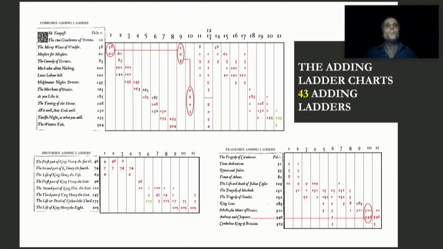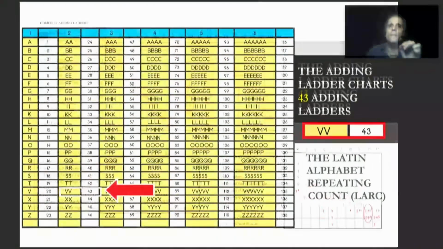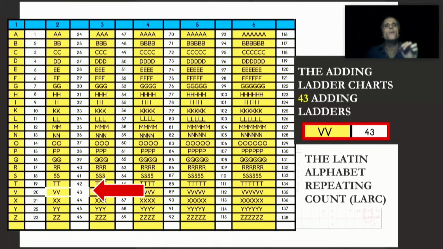In total, there are 43 adding ladders according to my calculations. To the modern reader, this means nothing, but to the contemporary readers of the Folio, it has a surprising significance. In the Latin alphabet repeating count code, which I call the LARK, the letter value of 43 is the pair VV. This is beginning to sound like someone is trying to say something here.